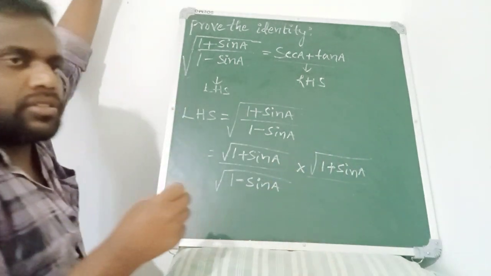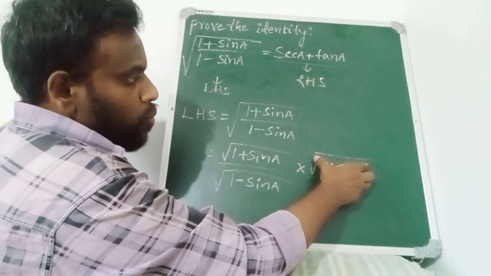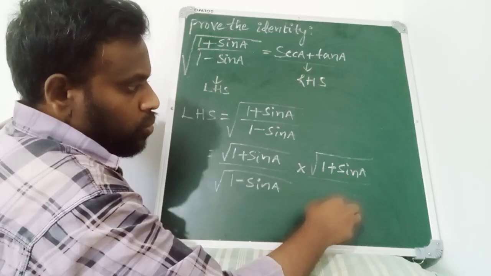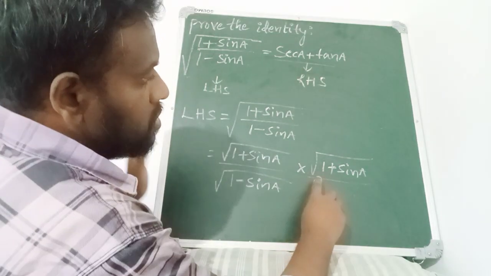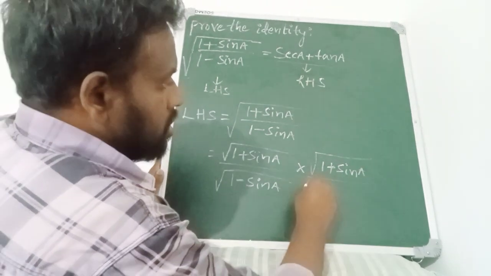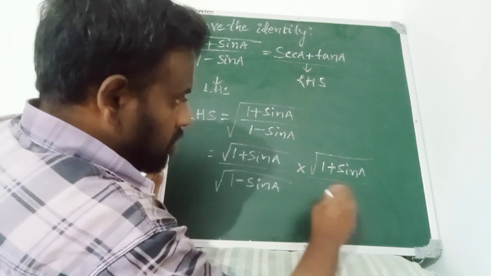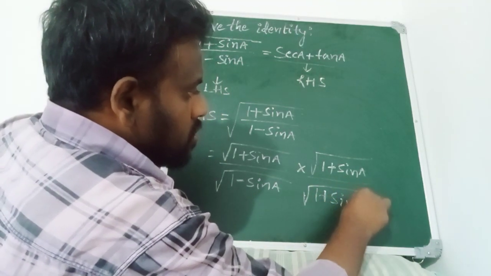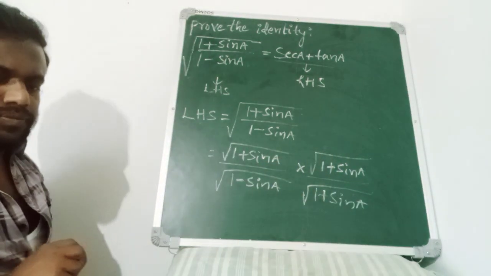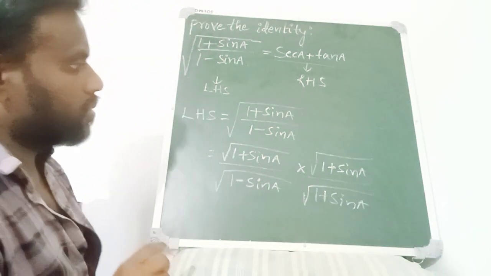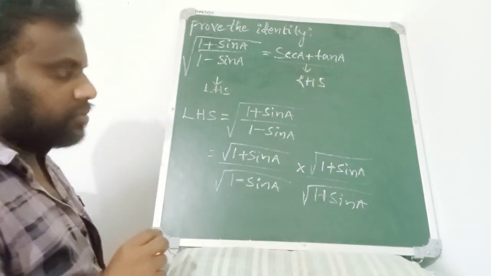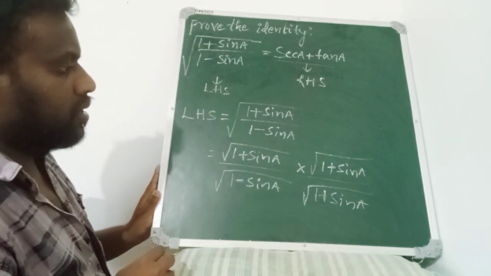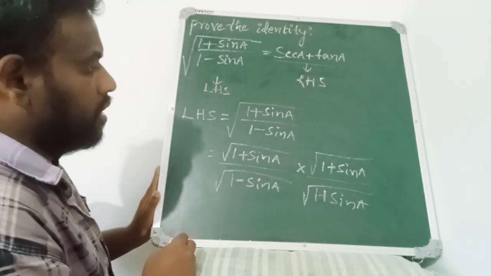Next, draw a line like this. Same thing, whatever you have written here, same thing you have to write it here again. What is this? Square root of 1 plus sin A. Same thing I will write it here. So square root of 1 plus sin A. Okay. Till here you got it, right.